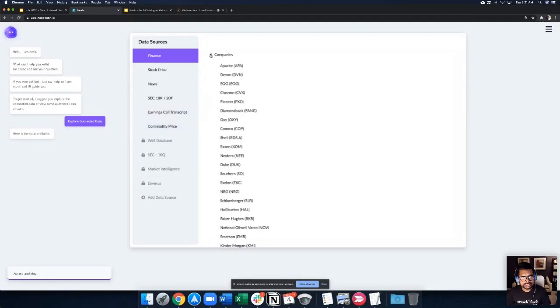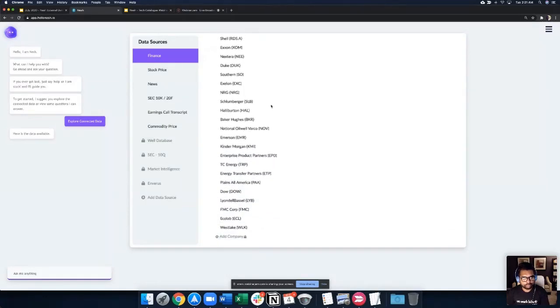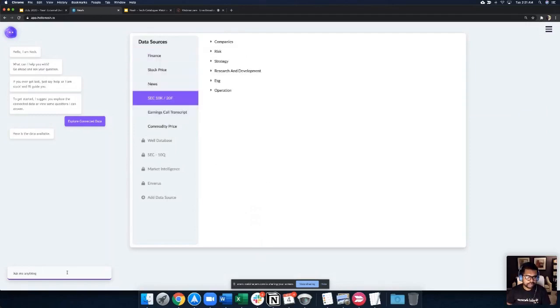And you can see what are the different companies that we're tracking here. We have about 30 companies. You can add more companies to it too. We have companies across the entire energy value chain. We have stock price information, news articles, SEC data for it. But let's start asking a question. Now we can actually start asking questions. So let's say I want to know, hey, Nesh, tell me something interesting about Shell.